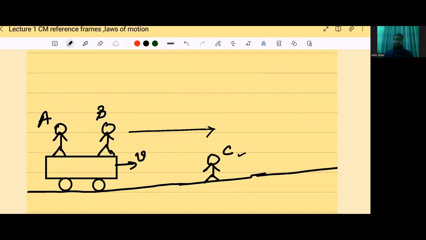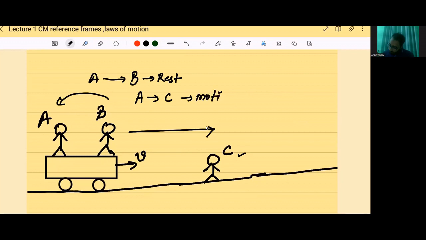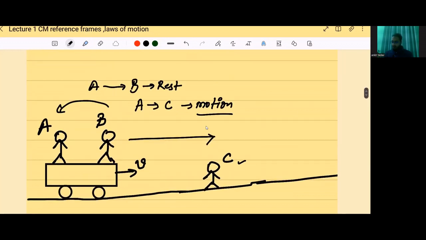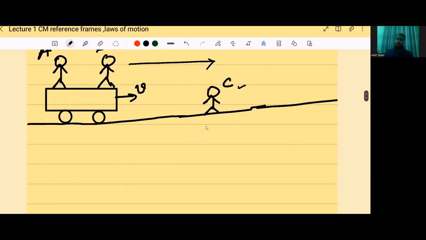We can't say that A is in motion or at rest without defining the reference frame, that is, from where we are measuring. That is very important. So according to B, A is at rest, but A, according to C, is in motion. So now you have understood what a reference frame is.